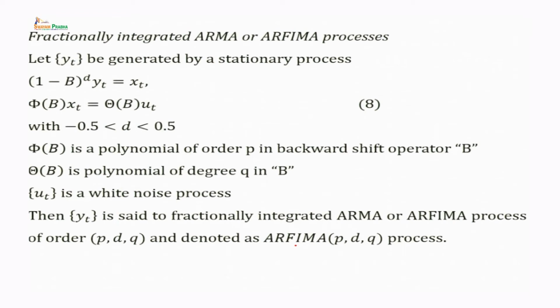Remember in ARIMA processes, if you have an ARIMA(p, r, q) process, then after taking r differences, the process becomes a stationary ARMA process. Here r is an integer, whereas in fractionally integrated processes, this d is a fraction. And after taking these d differences, although d is a fraction, you get a process x t which is a stationary ARMA process.